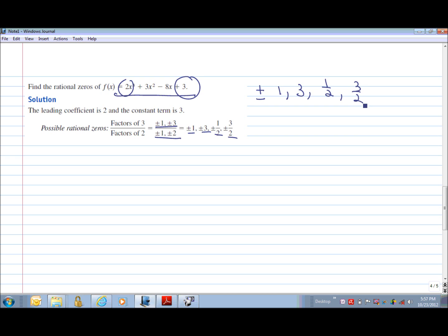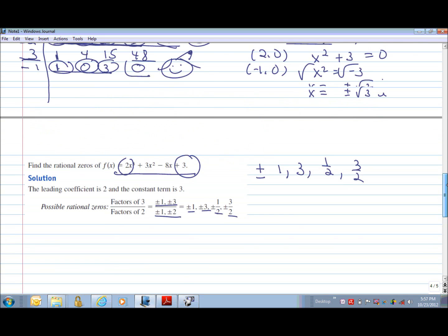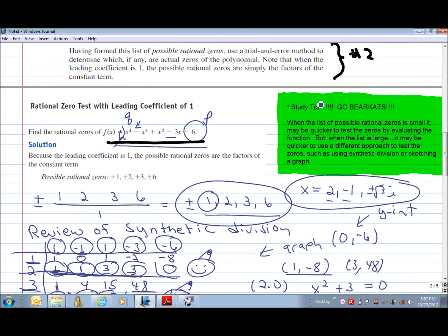All right, so now let's see what we can do. Again, using synthetic division, trial and error. Oh, by the way, take a look. Go back for just a second. Take a look right here about this study tip I wrote down for you. When the list of possible rational zeros is small, it may be quicker to test the zeros by evaluating the function.